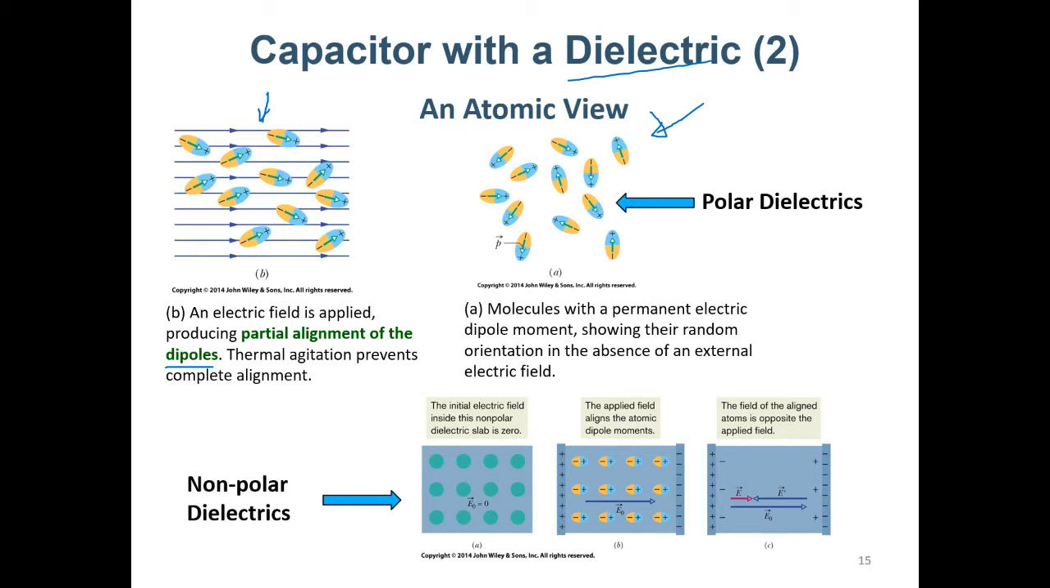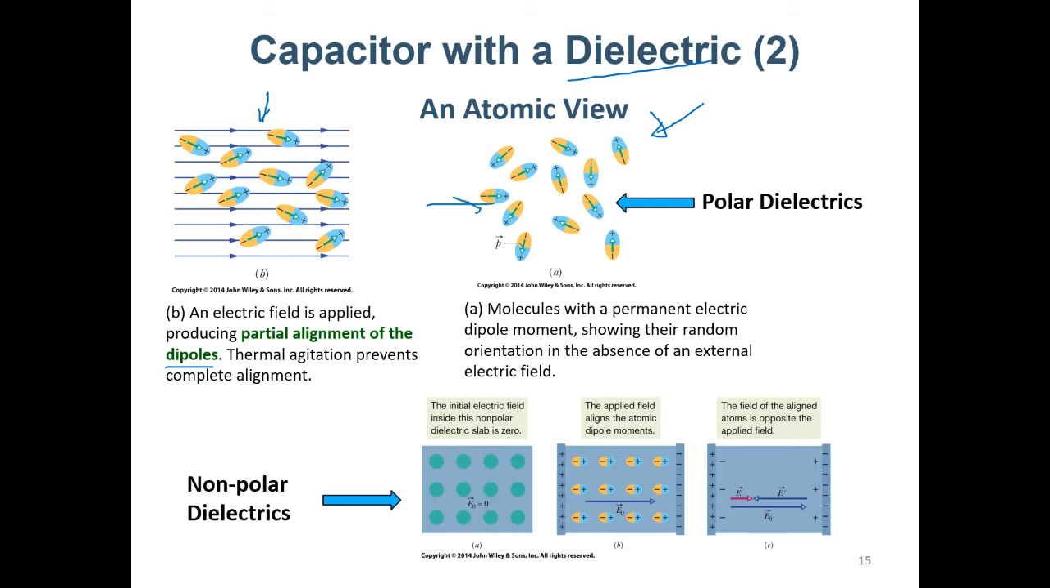I apply the electric field here, so you're facing this direction. You're not facing backward, right? So you can imagine like this. For a non-polar dielectric, the initial electric field inside the non-polar dielectric slab is 0. If you don't apply any E field to the dielectric, the dipoles will face random directions.